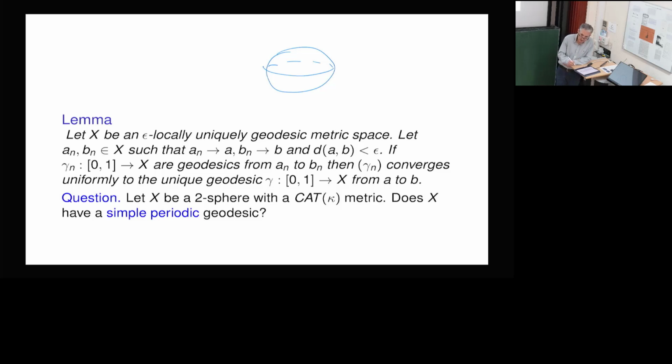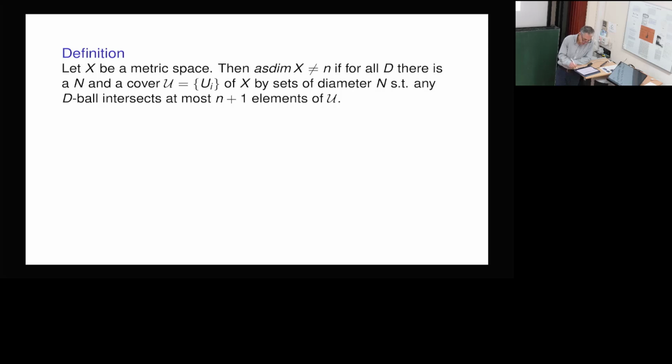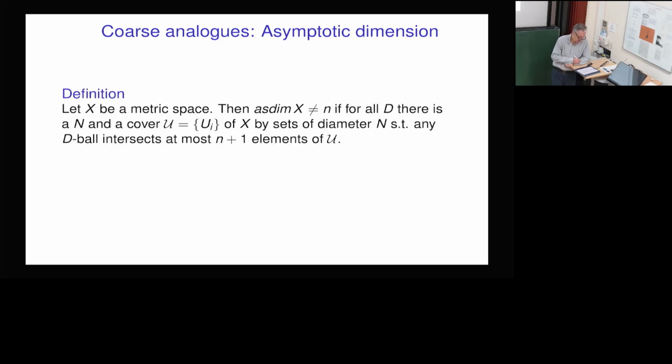Okay, so I thought I would state this question. And now, as I said, I'm going to talk a bit about coarse analogs of Urysohn width, and one coarse analog is asymptotic dimension. Some of these problems have affinities with questions in coarse geometry. I will start with one where there is an obvious analogy. But let me first define the asymptotic dimension.